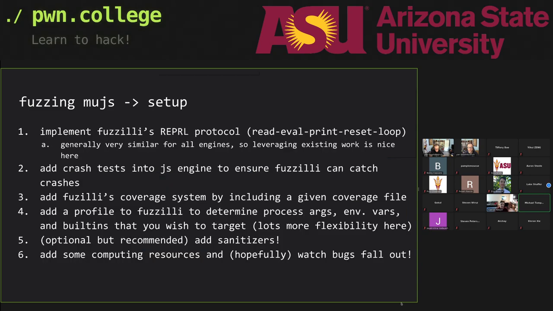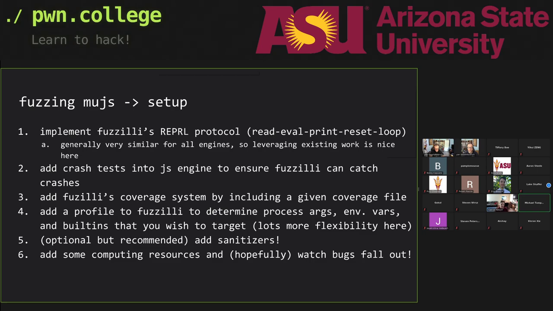And so in order to set up this fuzzer, which by the way is well documented on their GitHub page, I'm just going to give you a really brief overview. Basically, you have to implement Fuzzilli's REPRL protocol, which is a read, evaluate, print, reset loop. The reason they do this is because we want to have one process run many test cases and then reset itself between each one. This is done to reduce overhead when starting new instances of the JavaScript engine, and it ultimately just speeds up the fuzzer a ton.